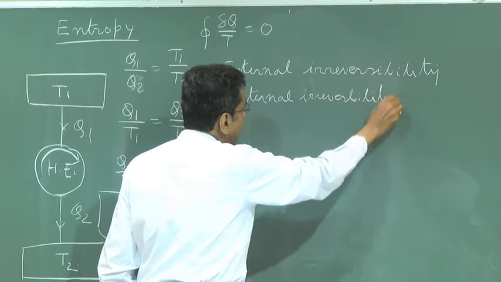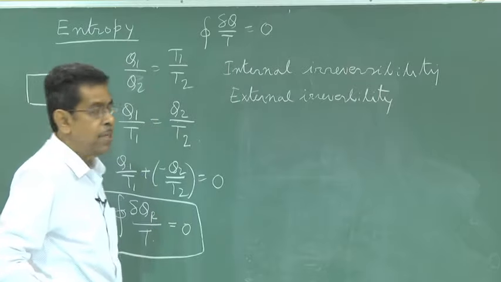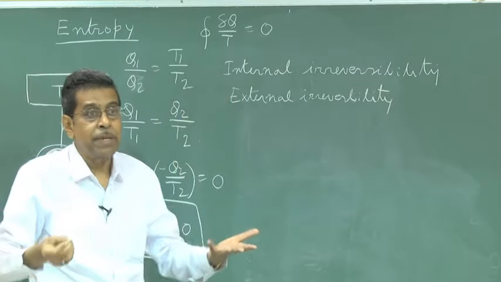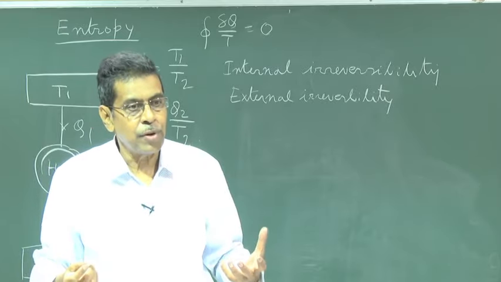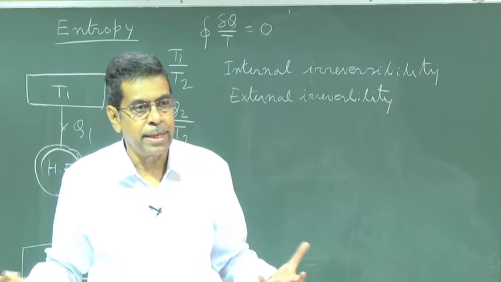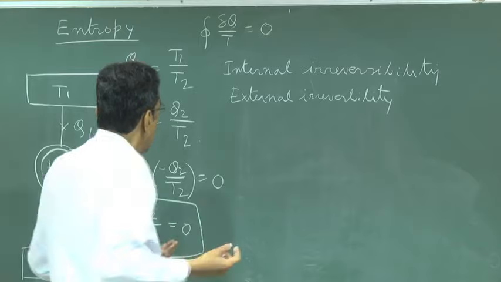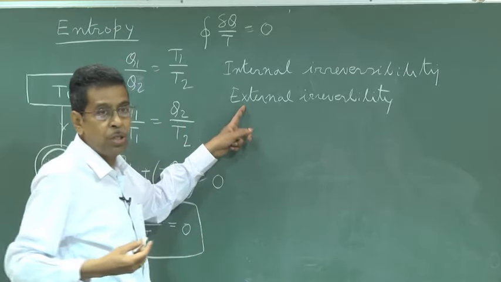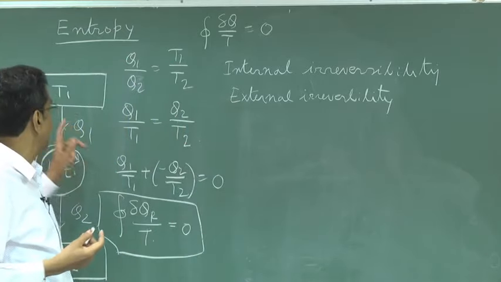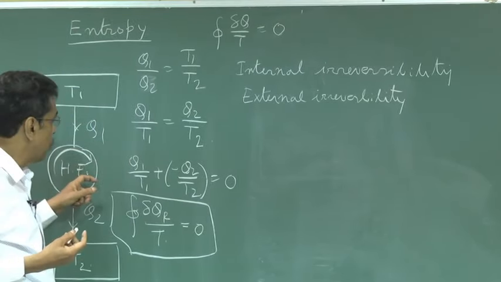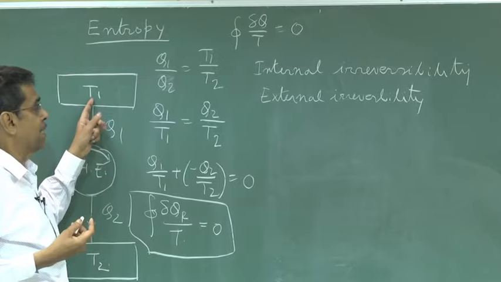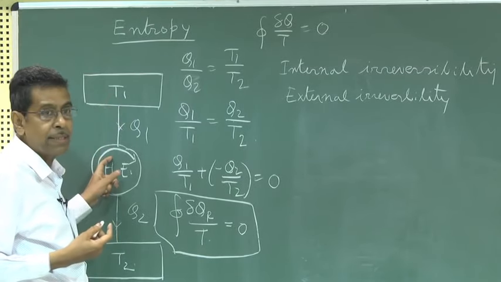Now, internal irreversibility of any process is due to the internal dissipative effects like mechanical friction, mechanical hysteresis, fluid viscosity, inelasticity, electrical resistance, all these things. But external irreversibility we conceive as the irreversibility due to the heat transfer through a finite temperature difference. That means if you consider one as a system and another as the surrounding, the surrounding and system have a temperature difference.